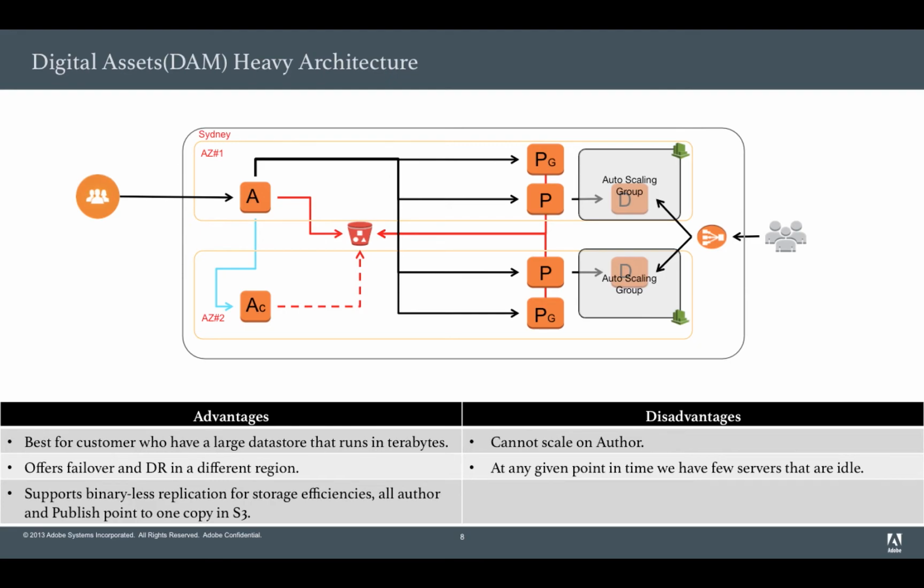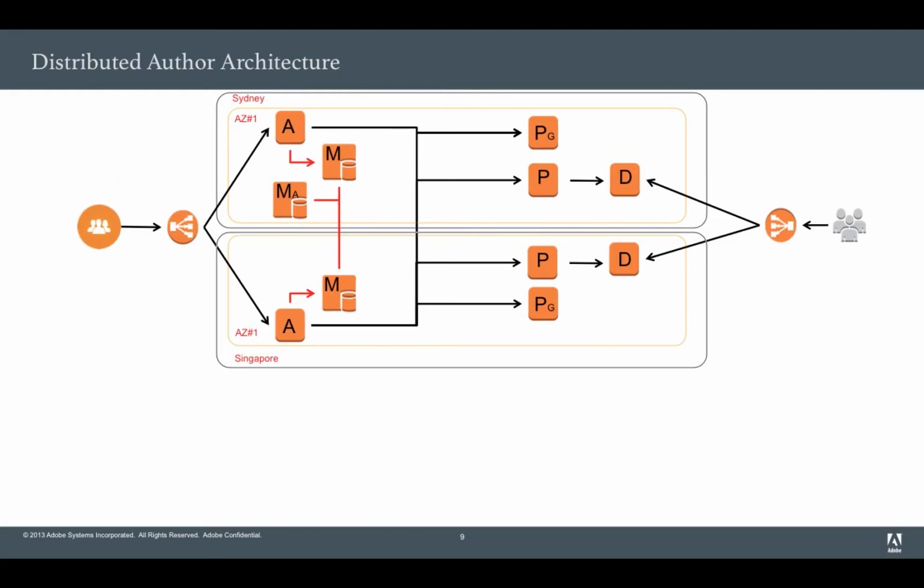The disadvantage is that at any given point you can basically run with one author server, and there are a few servers which are idle. This architecture is best suited for customers who have global enterprises or news and media companies who have reporters spread across different regions in the globe and need the servers available 24/7 without any downtime.